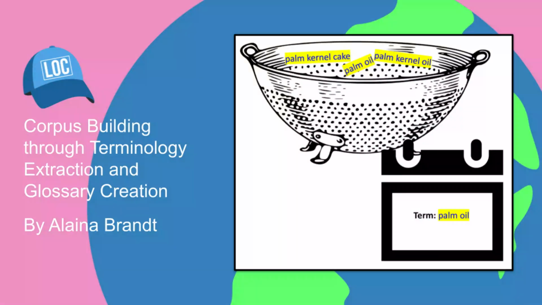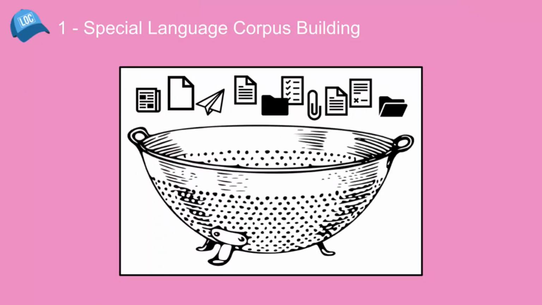So what does the workflow look like to build a special language corpus for terminology extraction and subject matter specific bilingual or multilingual glossary creation? First, a special language corpus of technical texts written by subject matter experts who speak the language of the corpus as their mother language is compiled. The audience of these technical texts are other subject matter experts.